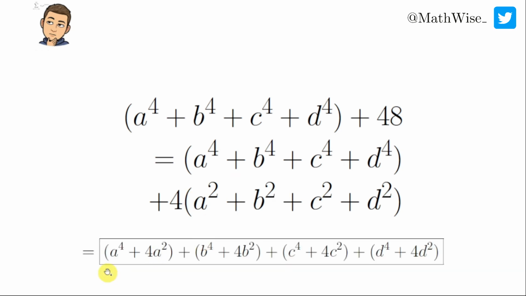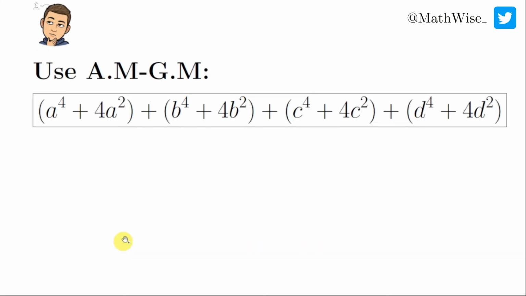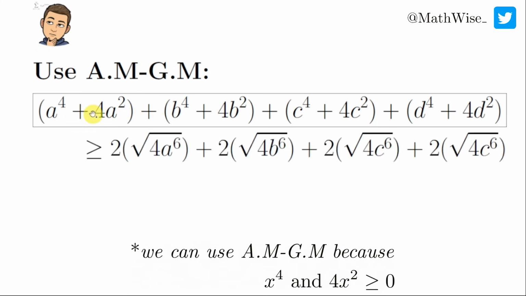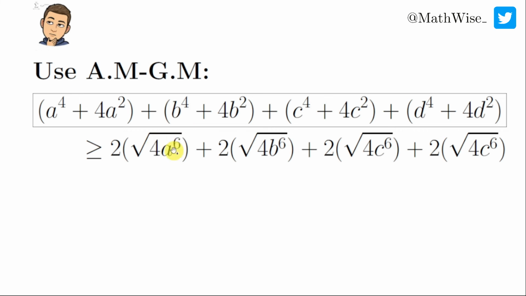So we just rearrange here, we have the powers of 4 plus powers of 2 for each of the variables. And I think we might want to use AM-GM here for each of these terms. We have that a to the power 4 plus 4 times a squared is greater than or equal to 2 times the square root of 4 times a to the power 4 times a squared, which is just a to the power 6. And also the same for the other 3 terms.